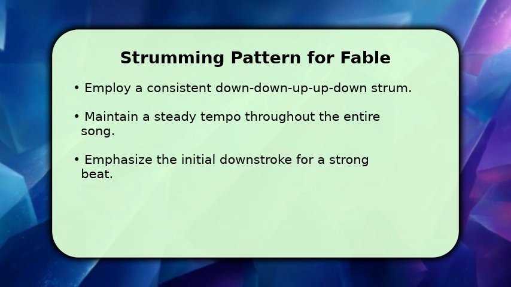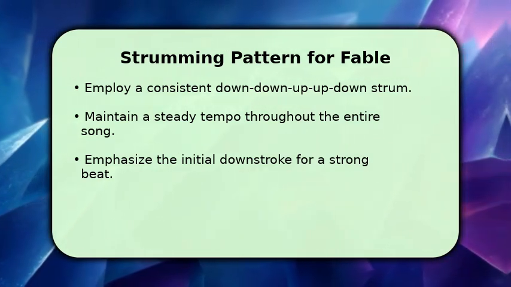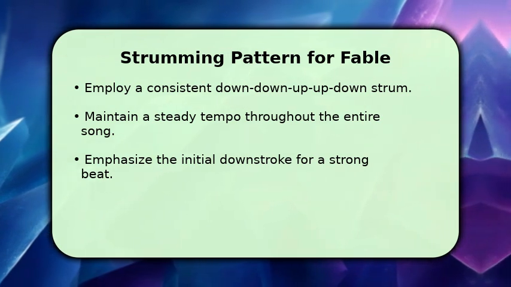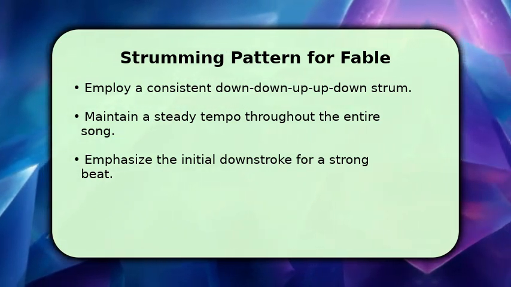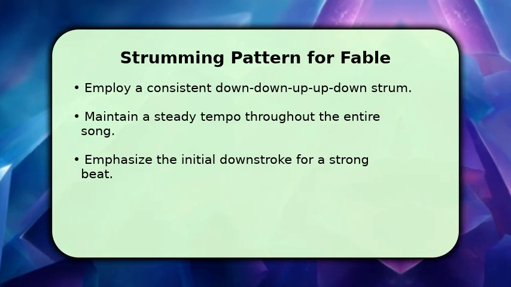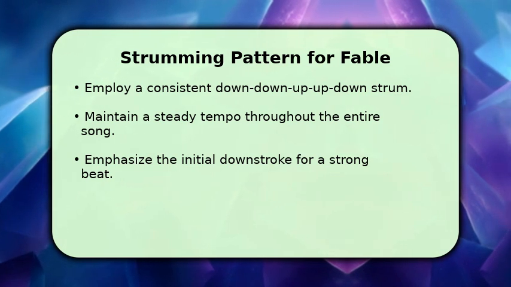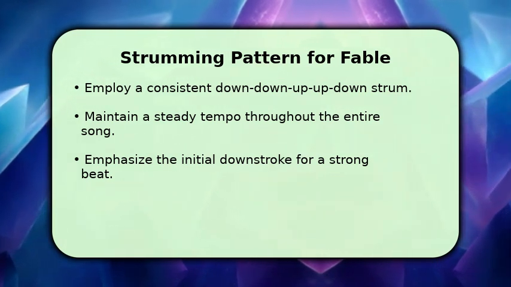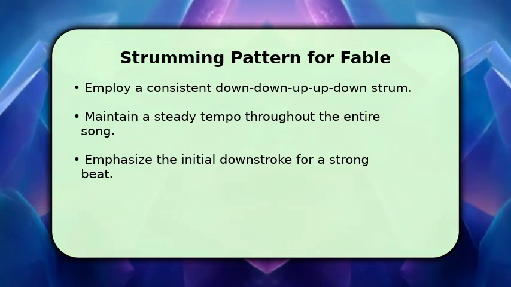The strumming pattern for Fable is quite straightforward, making it accessible for many players. We will use a simple down, down, up, up, down pattern. This rhythm provides a gentle yet driving feel to the song. Practice this pattern slowly, ensuring each strum is clear and even. Focus on keeping your wrist relaxed and your hand moving smoothly. A consistent rhythm is key to a beautiful performance.